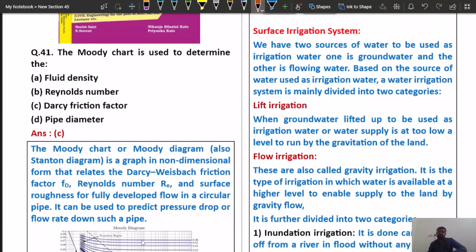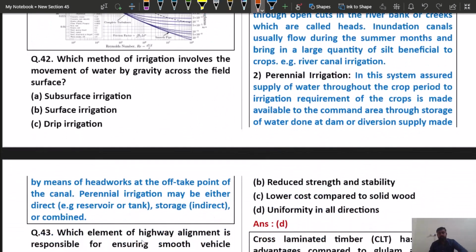Now proceeding to the next question. The Moody chart is used to determine. For which thing do we use the Moody chart? In fluid mechanics, we already explained in the previous question, the Moody chart or Moody diagram is a graphical representation of the non-dimensional form of Darcy-Weisbach friction factor, Reynolds number and surface roughness. It is used to determine the Darcy friction factor. So option number C will be correct. Now proceeding to the next question.